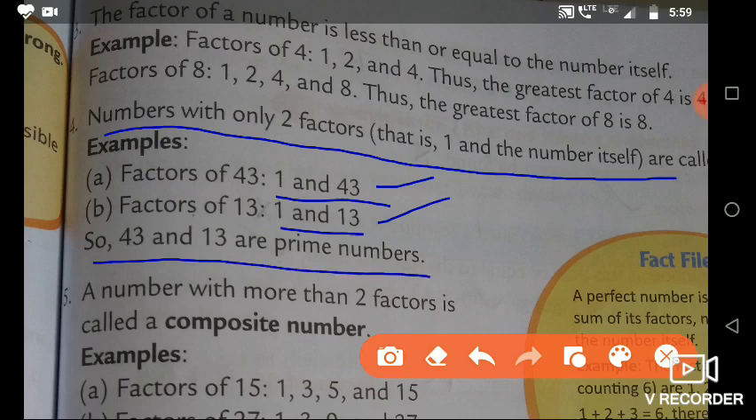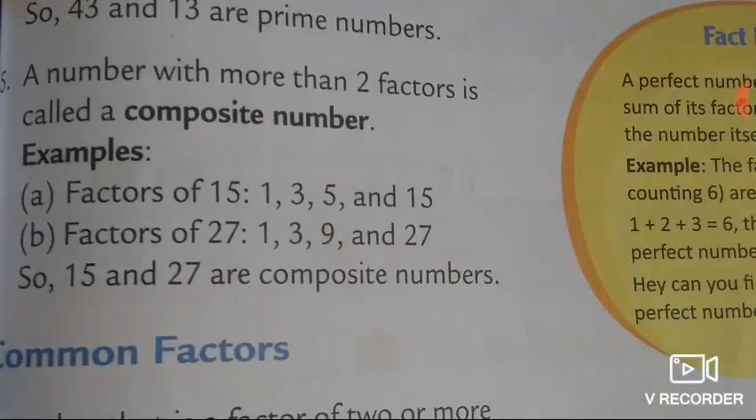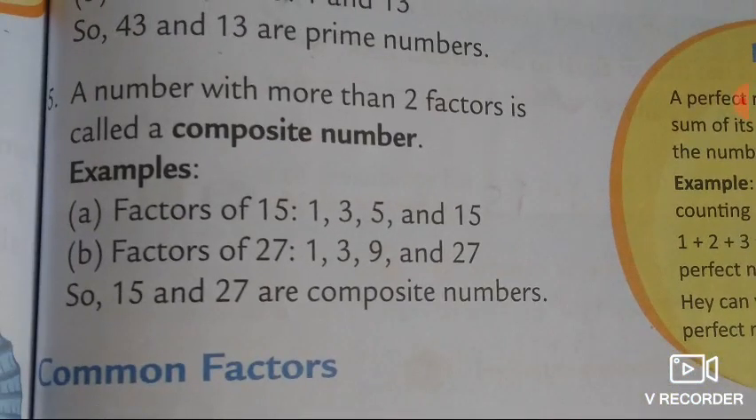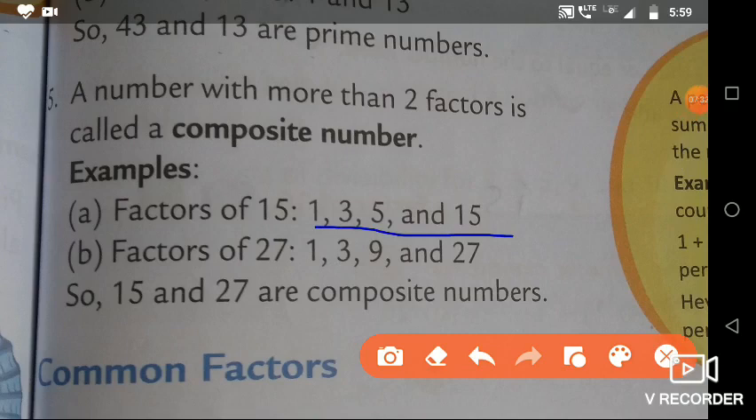A number with more than two factors is called a composite number. Here you can see the factors are not only two, more than two factors are given, that is why we call it a composite number. For example, the factors of 15 are 1, 3, 5 and 15. Next, the factors of 27 are 1, 3, 9 and 27. So 15 and 27 are composite numbers.